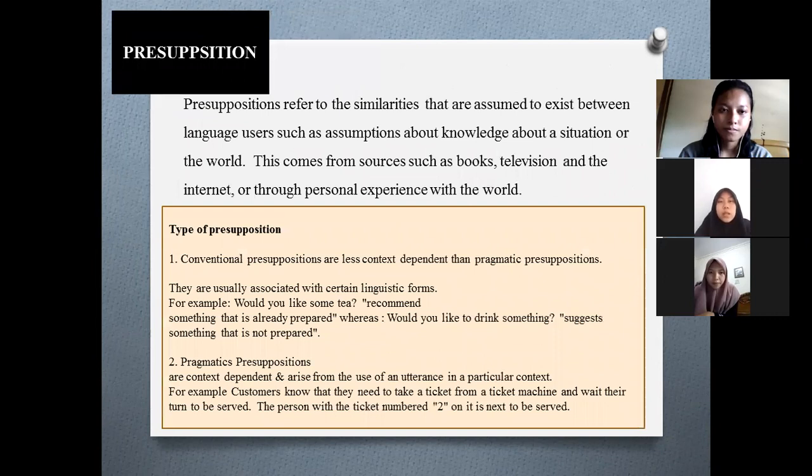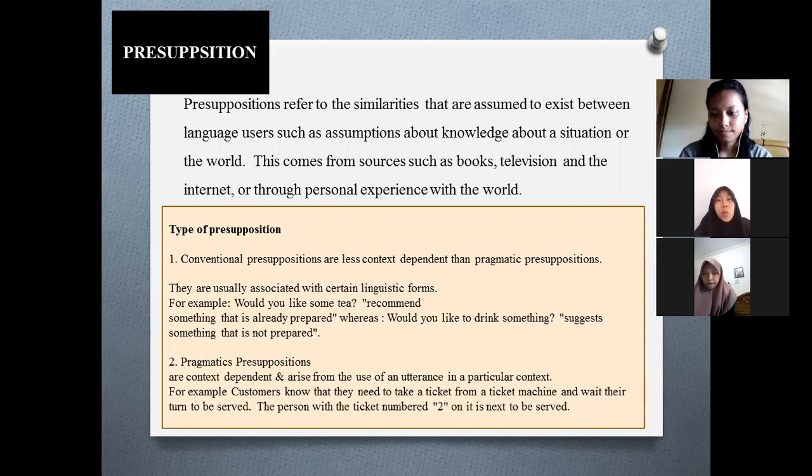Next is about presupposition. Presupposition refers to the similarities that are assumed to exist between language users, such as assumptions about knowledge of a situation or the world. This comes from sources such as books, television, and the internet, or through personal experience. Types of presupposition. 1. Conventional presuppositions are less context-dependent than pragmatic presuppositions. They are usually associated with certain linguistic forms.